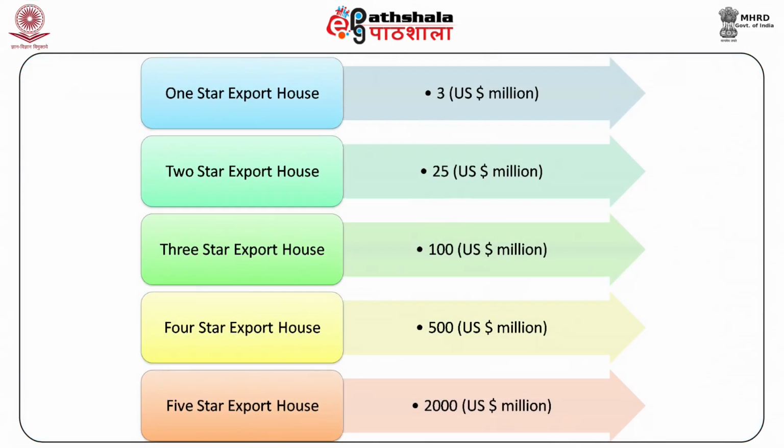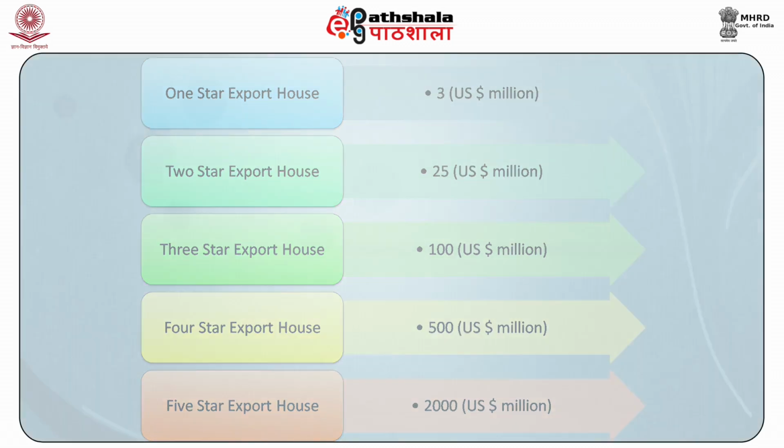1-star export house, $3 million US. 2-star export house, $25 million US. 3-star export house, $100 million US dollars. 4-star export house, $500 million US dollars. 5-star export house, $2,000 million US dollars.